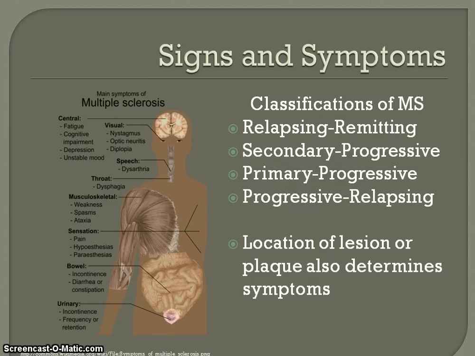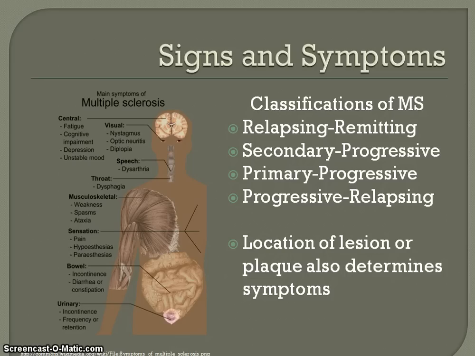And also, it really all depends on the location of the lesions or plaques that determines your symptoms. For example, if you should have a plaque in the cerebrum or cerebellum, you would have balance problems, speech issues, coordination problems, and tremors. Whereas you might have a completely different set of symptoms if it were to occur in a different part of the brain.